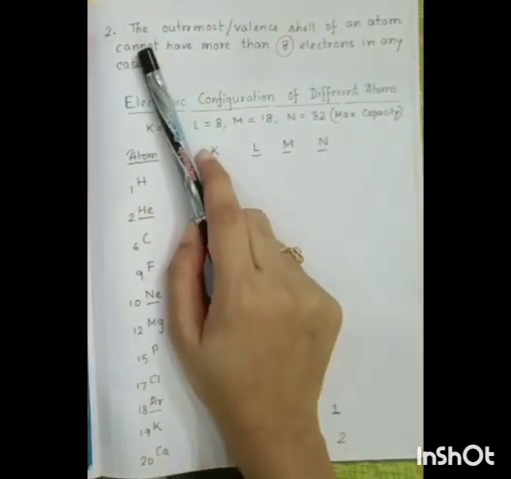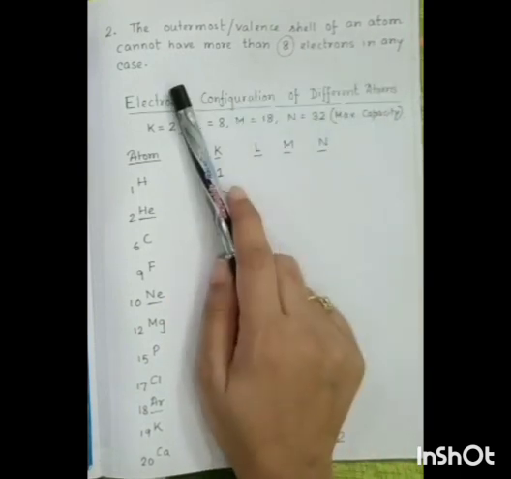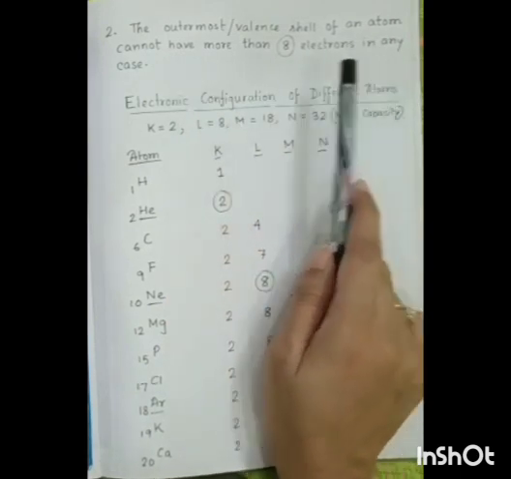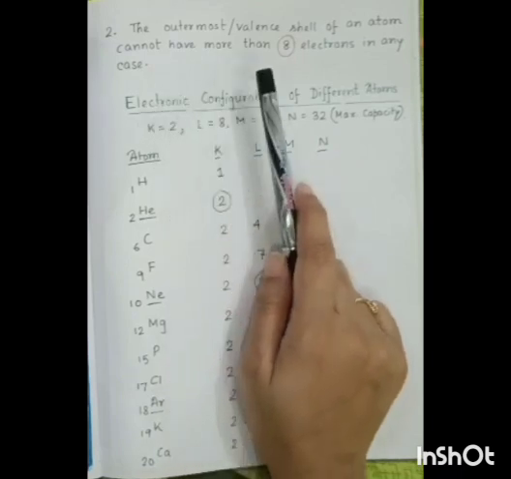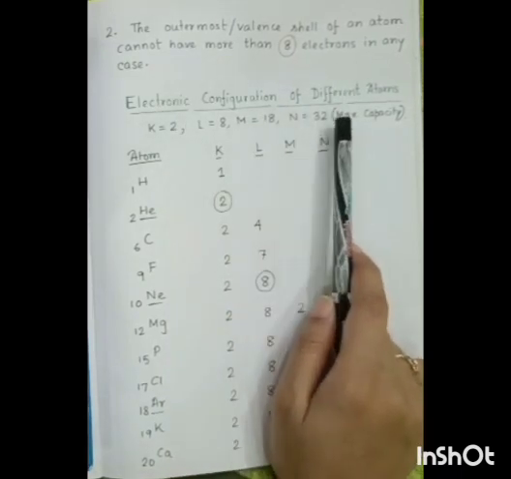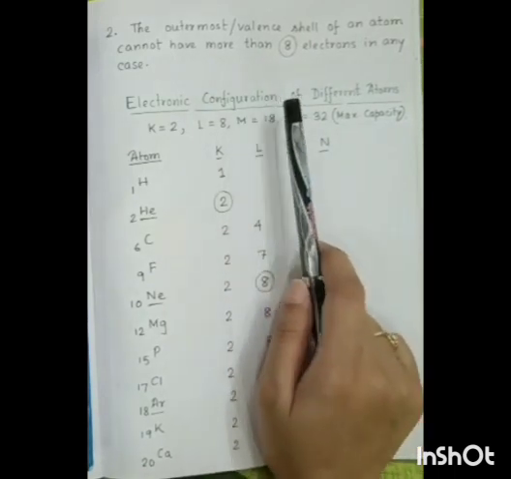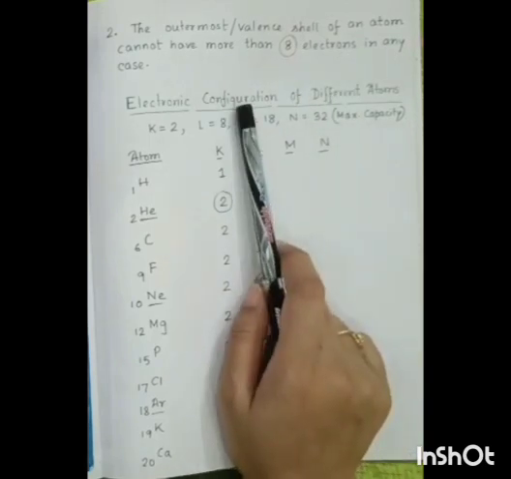Now the second rule is that the outermost or valence shell of an atom cannot have more than 8 electrons in any case. What does it mean? It means that the last shell, whatever may be the last shell, L, M, N of a particular atom, that shell cannot have more than 8 electrons at a time.